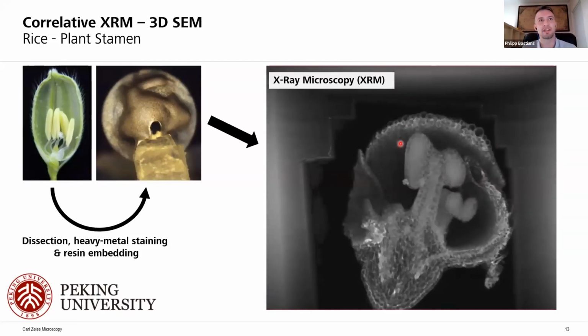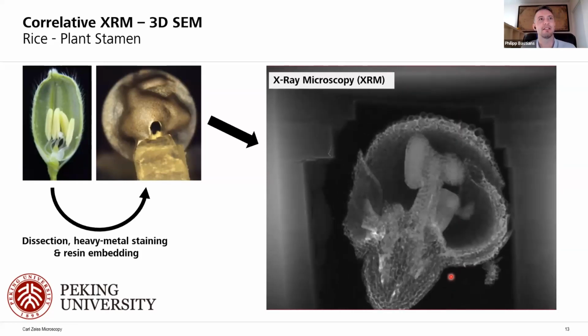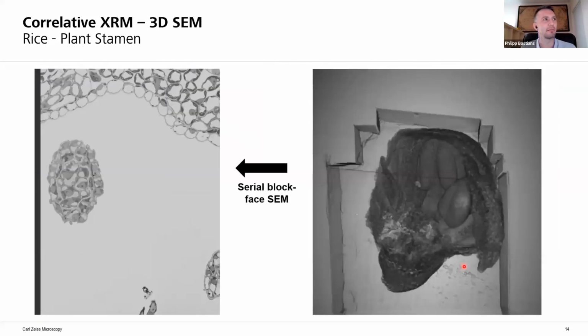And then here's a cross-section view. Of course, we can reslice the 3D data set and look at the intricate details of that stamen. And then eventually we will put it into serial block phase SEM.